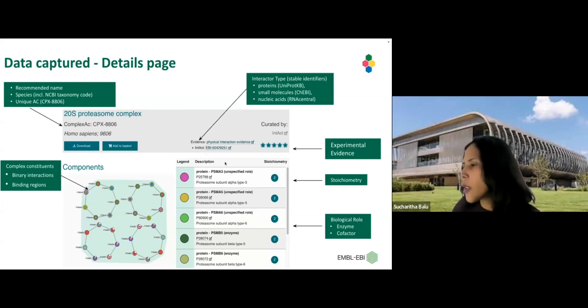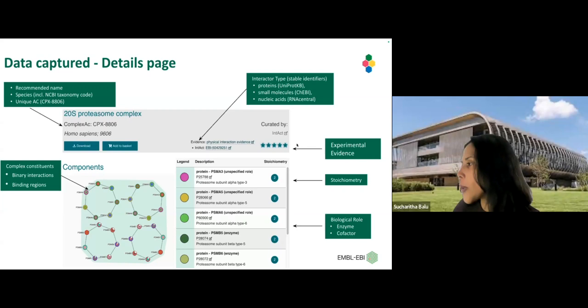Then moving along, you will see this table. It's a participant table which tells you all of the components that exist within a complex. So these are all protein components, and they have this stable versioned UniProt identifier. But if the complex did contain small molecules, it would be referenced to EMBL-EBI identifiers. Or if it contained nucleic acids, it would be referenced to RNAcentral identifiers.